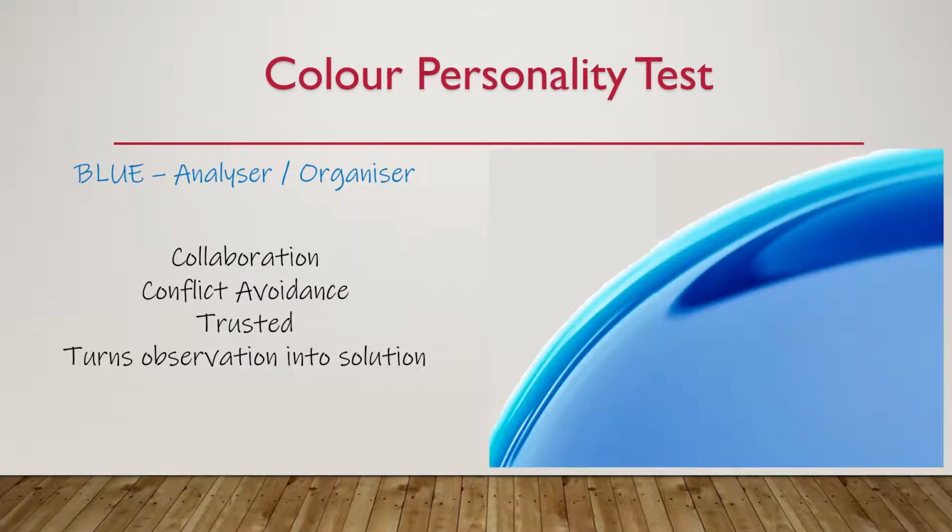The colour personality test identified me as blue, which classifies as an analyzer or organizer. This describes me as enjoying collaboration and looks to avoid conflict, trusted to get jobs done and good at finding solutions. Some of these I agree with, some not so much, and that's a downside to some of these tests, that they group characteristics and every person is unique, so self-awareness is needed to utilise the results and realise what is applicable.